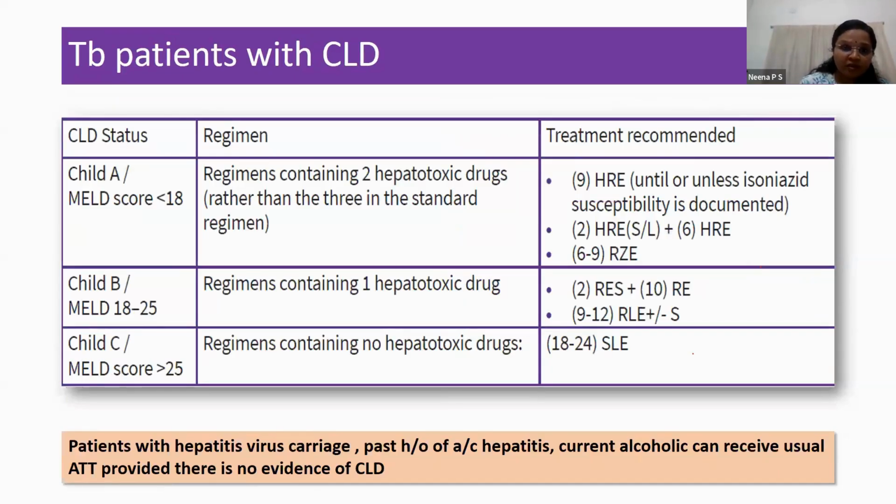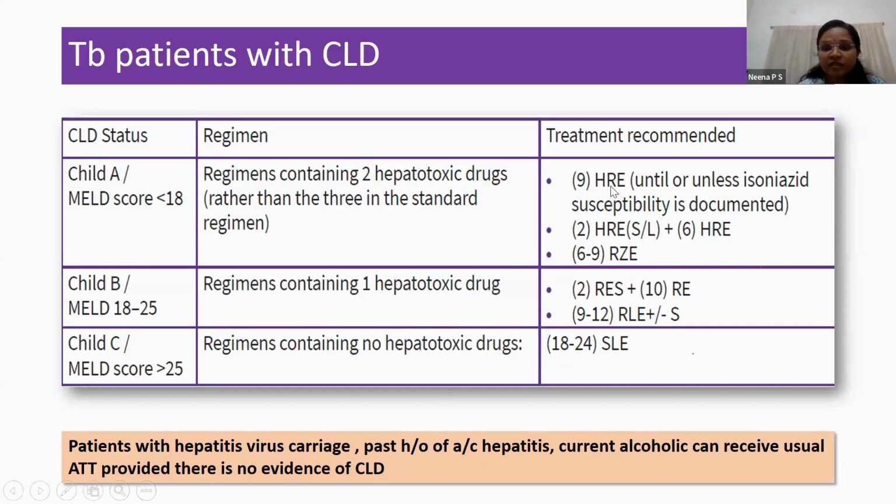And in a TB patient with chronic liver disease, the Child score or the MELD score has to be calculated based on the serum bilirubin, albumin, INR, hepatic encephalopathy or ascites, and you have to calculate the CTP score. And if it is Child A, you can give 2 hepatotoxic drugs, and you have different regimens with the 2 drugs, but you have to give a longer duration.